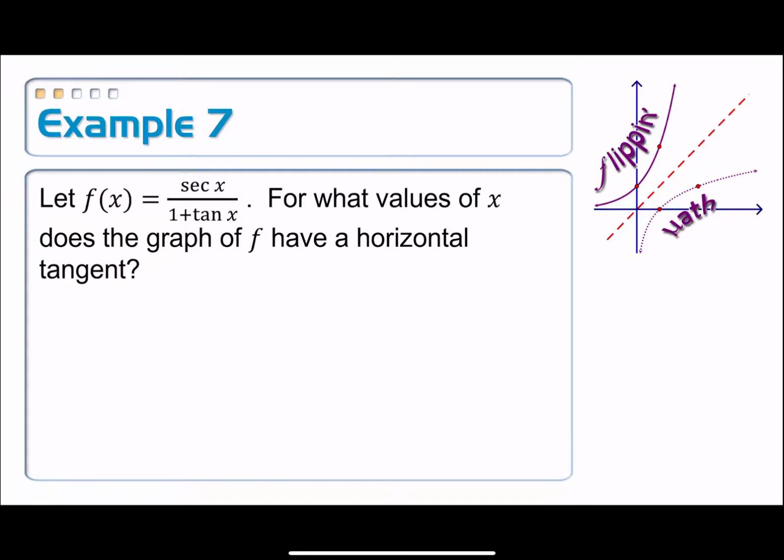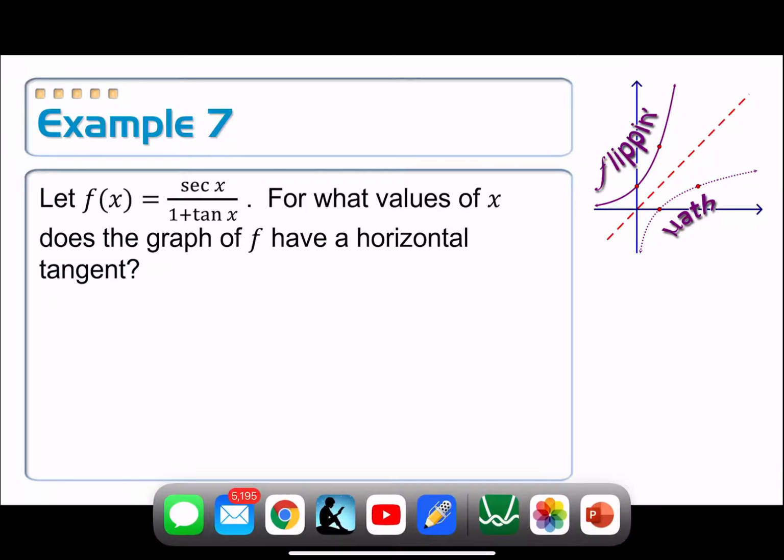Let f of x equal secant x divided by 1 plus tangent x. For what values of x does the graph of f have a horizontal tangent line? This is a super popular question type on the AP exam. Why do I care about horizontal tangent lines? Because that's where some super special things happen, like those relative mins and maxes. It's not the only thing, but it is something that traditionally happens at those zero-sloped tangent lines.